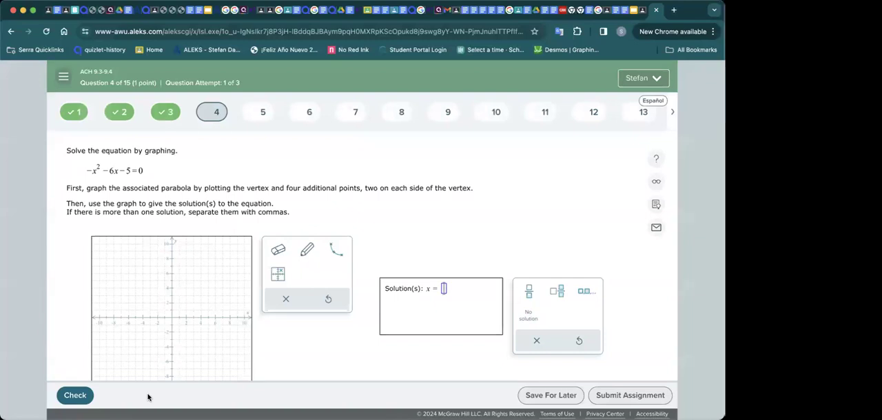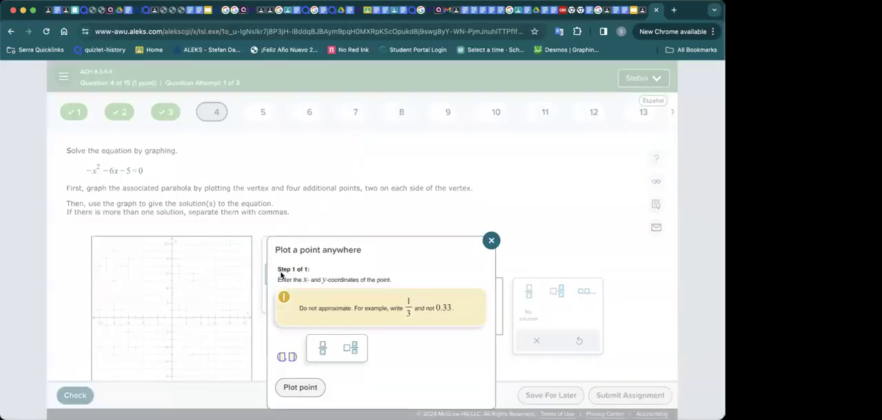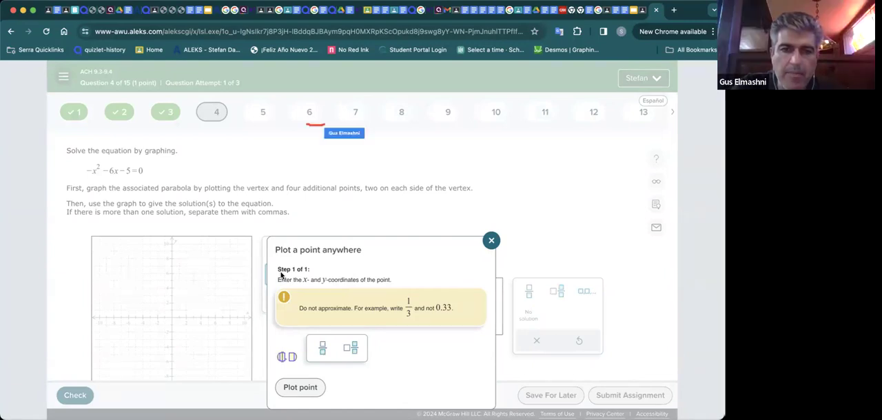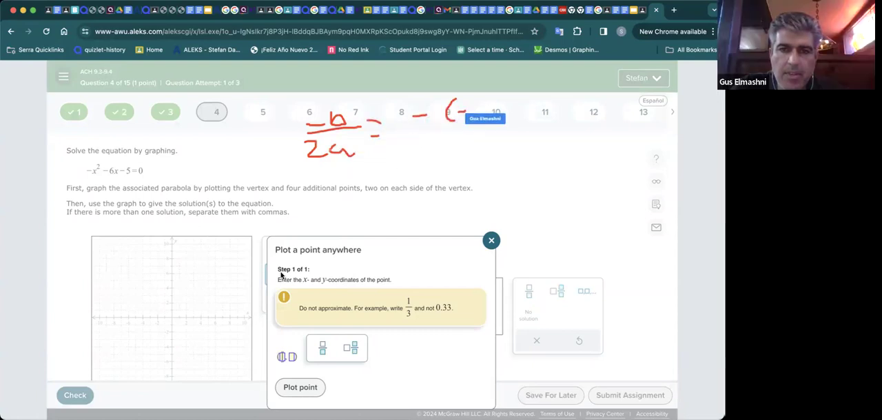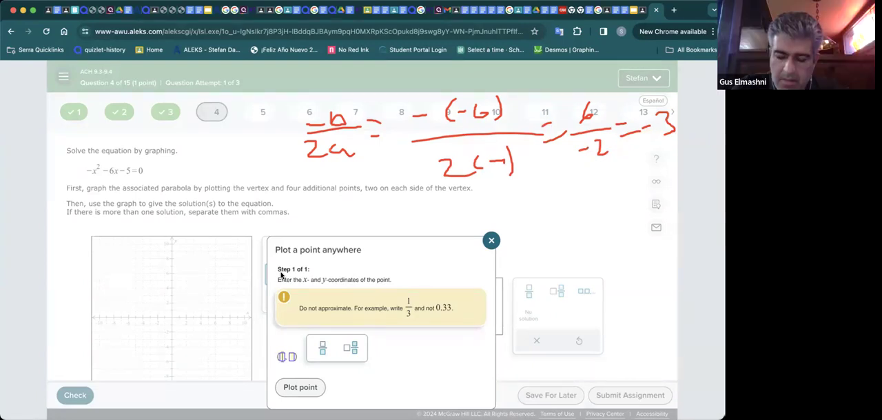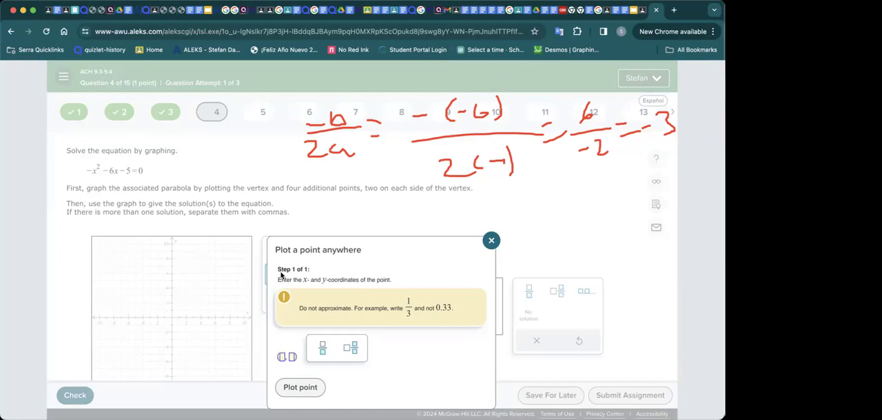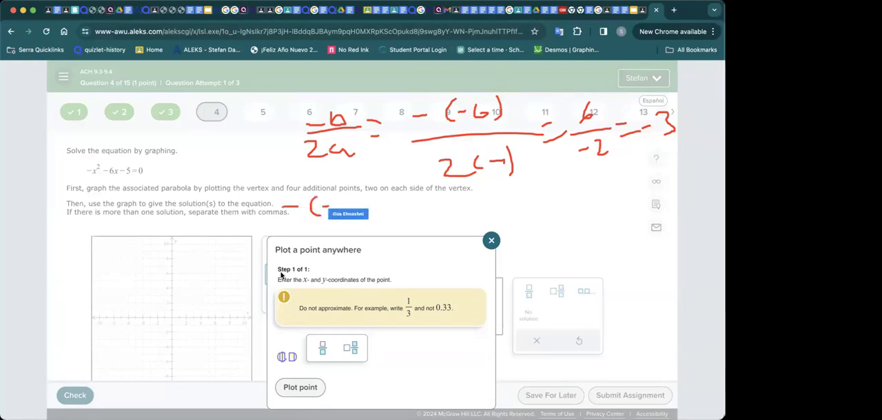Okay, so assume you have to do this. What you need to do is negative b over 2a. Find the vertex. Okay, what are the numbers? It will be two. And then you want to plug that three back into the equation to get the y coordinate.